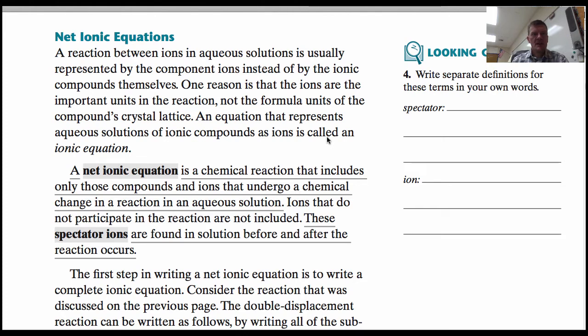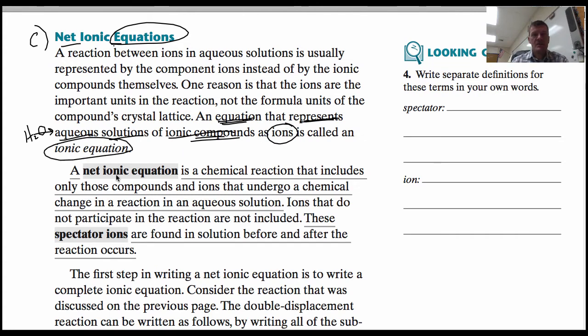All right, let's talk a little bit about what are called net ionic equations. Basically, we've already showed that we can write equations when you have a dissociation of an ionic compound. It breaks apart into ions. Well, let's just take this a little bit further here, okay? An equation, you can write this down, an equation that represents aqueous solutions, remember that's water, aqueous means it's dissolved in water, of an ionic compound, that's a metal and a nonmetal, as ions, we're going to represent it as ions, that's called an ionic equation.